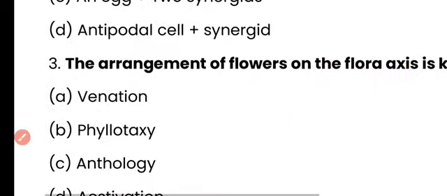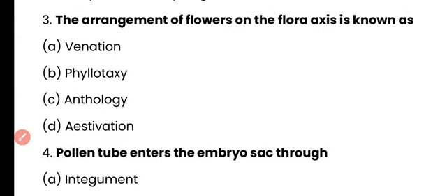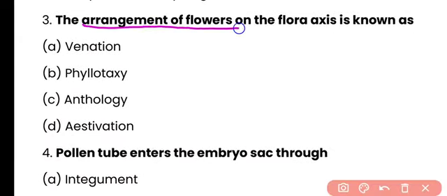Question number 3. The arrangement of flowers on the floral axis is known as venation, phyllotaxy, anthology, estivation. Correct answer is option C. फ्लोरल एक्सिस पे फ्लावर अरेंजमेंट को नेम देते हैं एंथोलॉजी का.